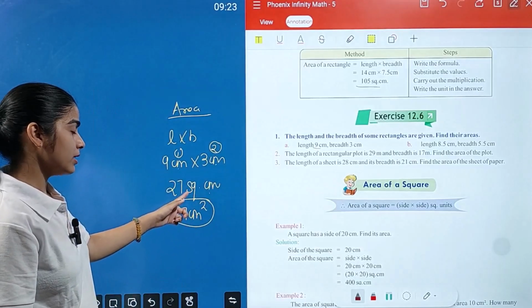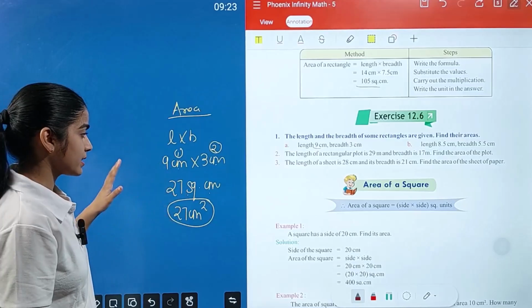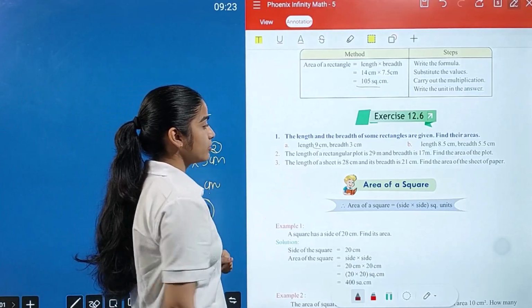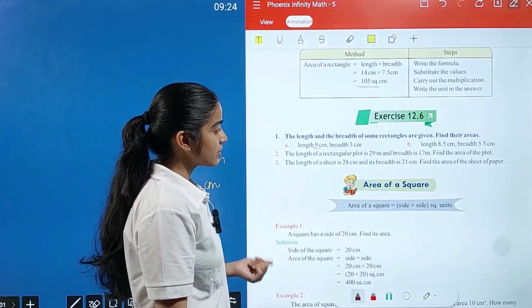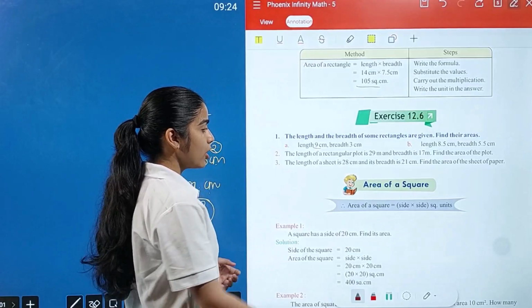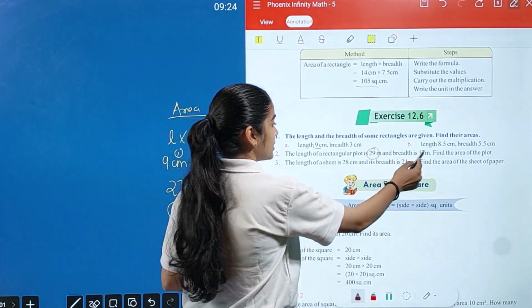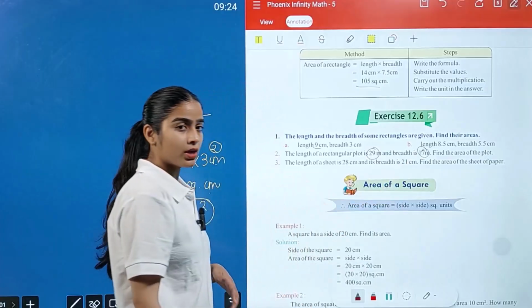Till now, you can understand it. You can write it as it is. Now, the length of a rectangular plot is 29 meter and breadth is 17 meter. Find the area of the plot. So what you have to do, you have to multiply these two values together and you will get your answer.